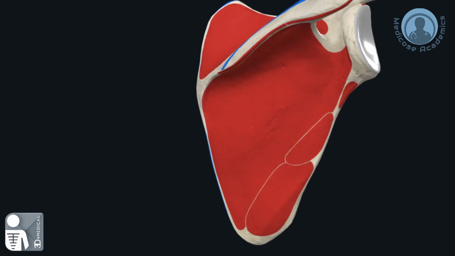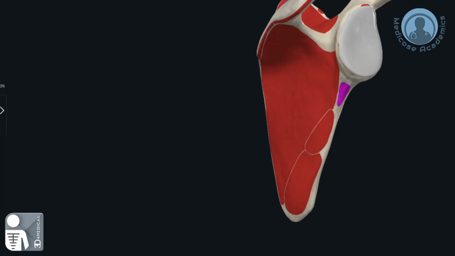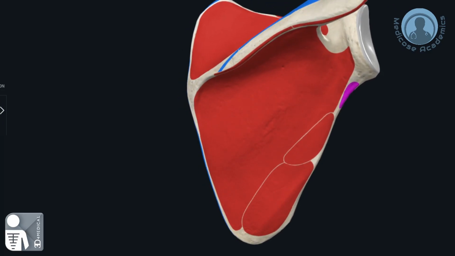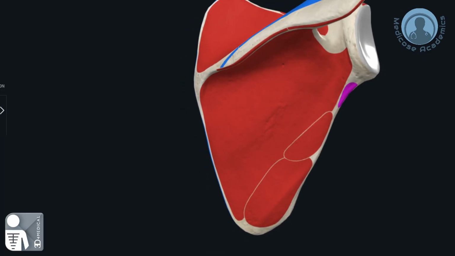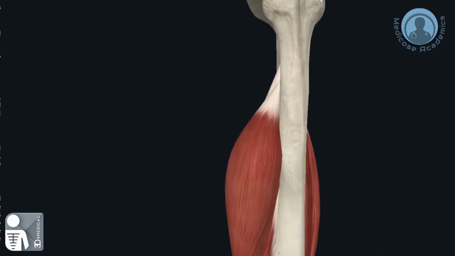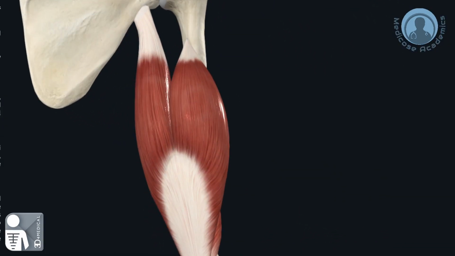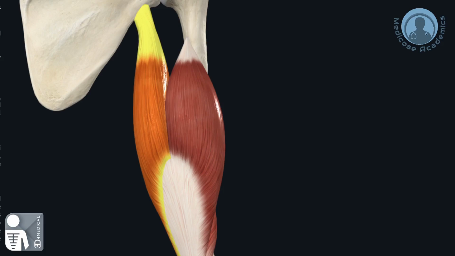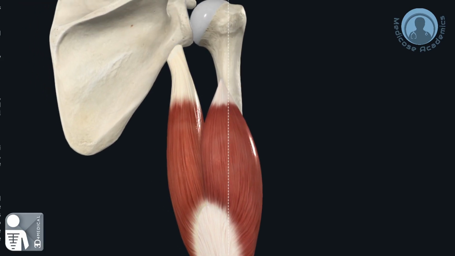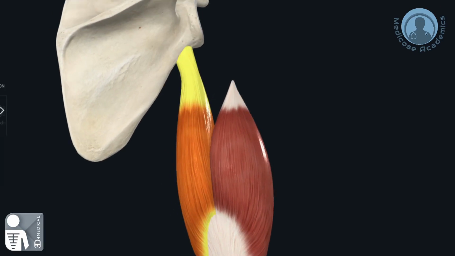Last but not the least, this one. This is the part that is inferior to the glenoid cavity. This is the infraglenoid tubercle, and this gives attachment to the long head of triceps muscle. The muscles on the back. This is the long head that is attached to the scapula at the infraglenoid tubercle.